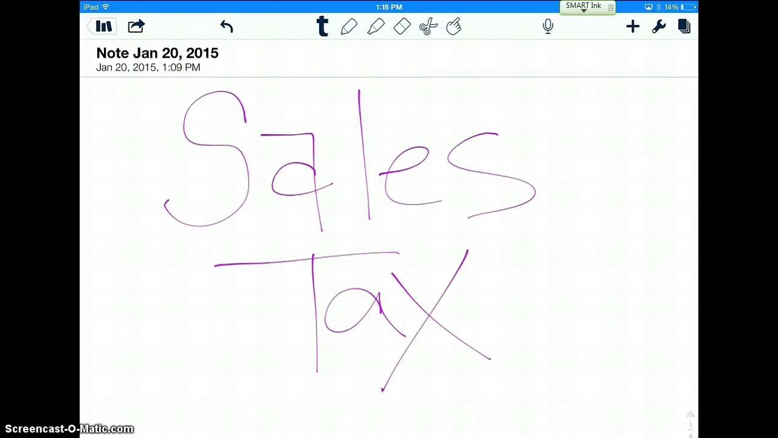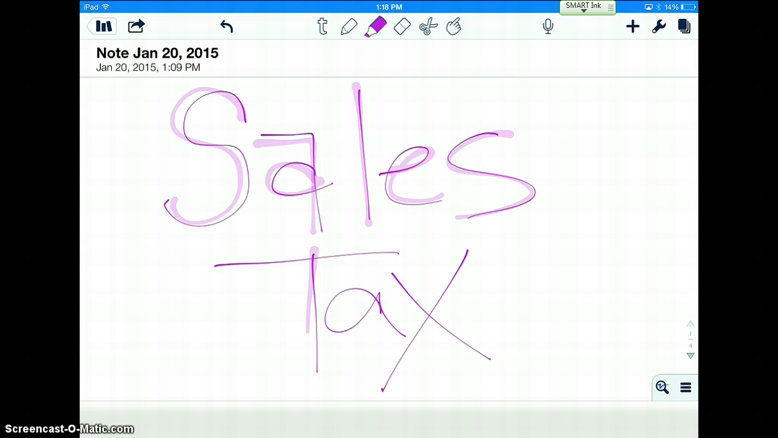The lesson for today is sales tax. So you are putting this in your notebook, writing this in the table of contents, putting the date with it, because that's what we're going to talk about, sales tax. I'm going to go through two problems.